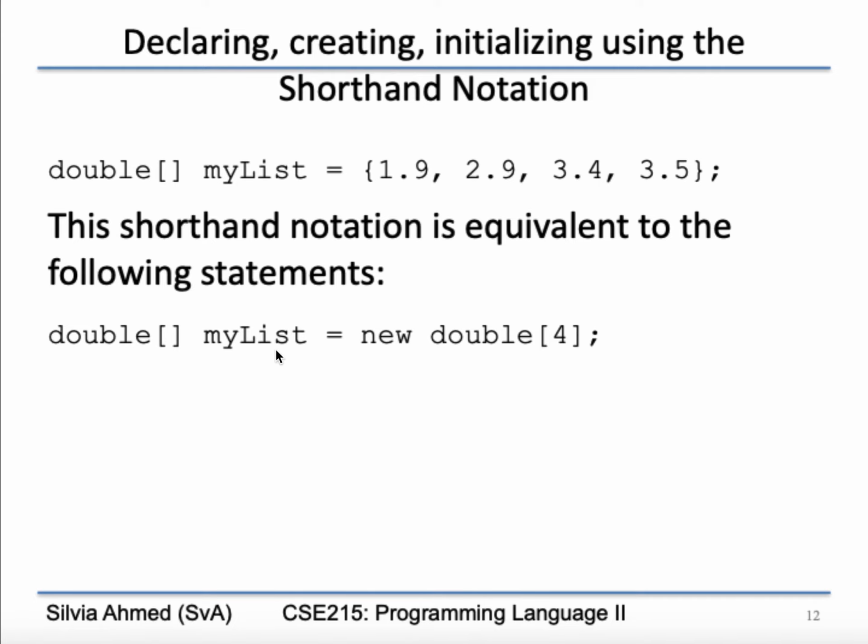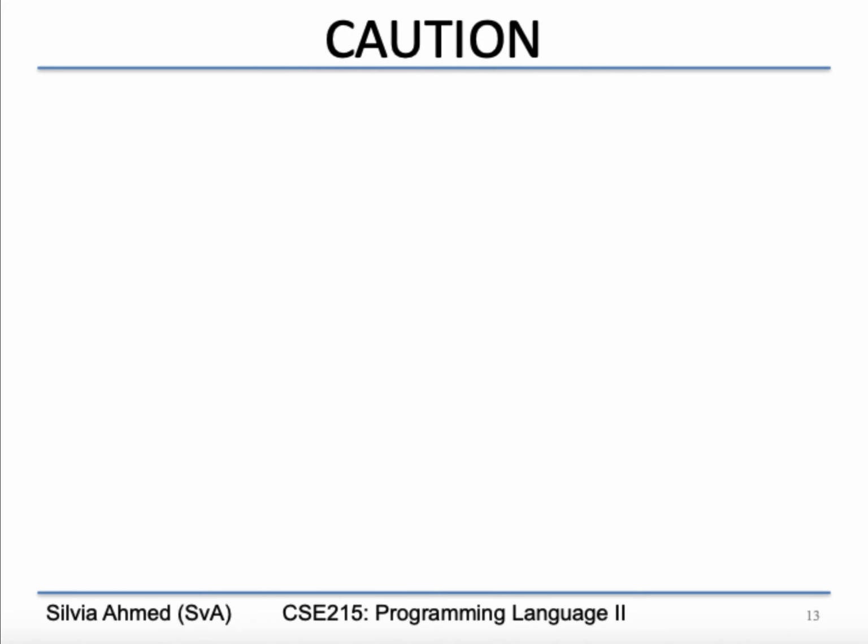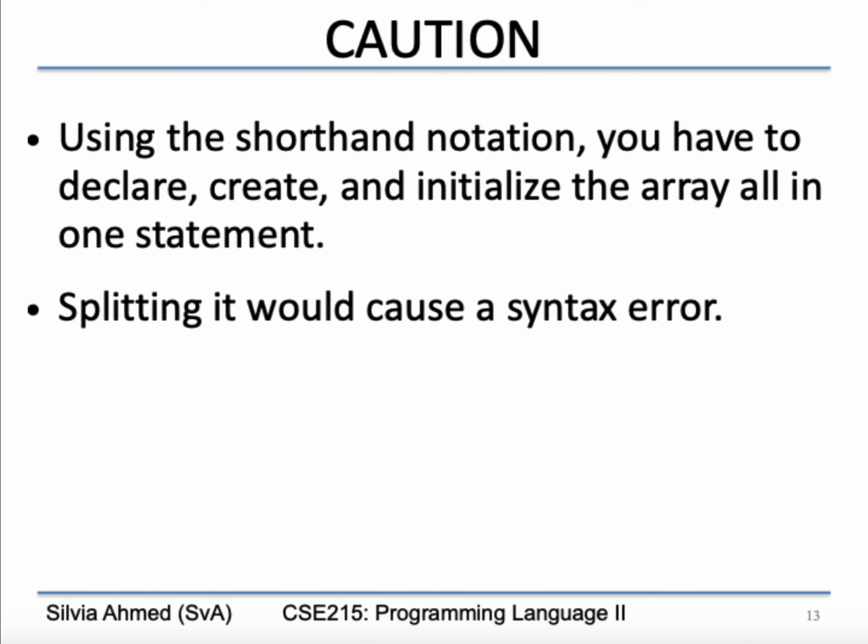But if we want to do it ourselves, then we need to write new double 4, and then we need to assign each individual value separately. mylist[0] equals 1.9, then mylist[1] 2.9, mylist[2] 3.4, and mylist[3] 3.5. But we need to be very careful that they need to be in one statement. If you split that statement, it will simply give you a syntax error.